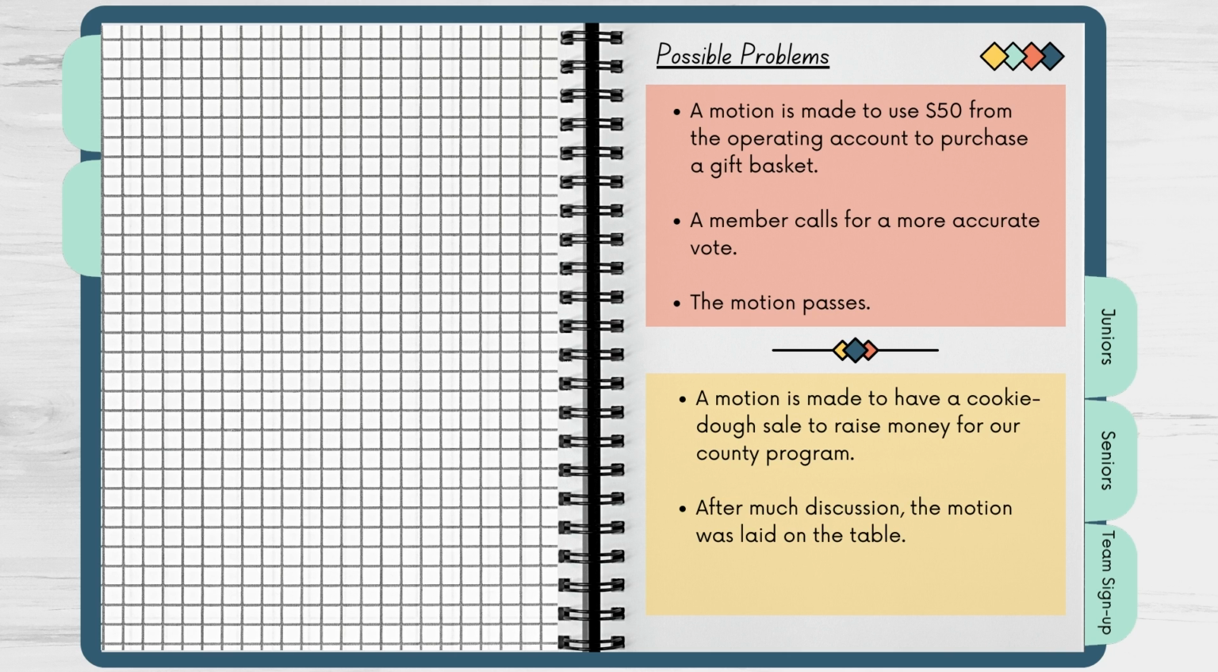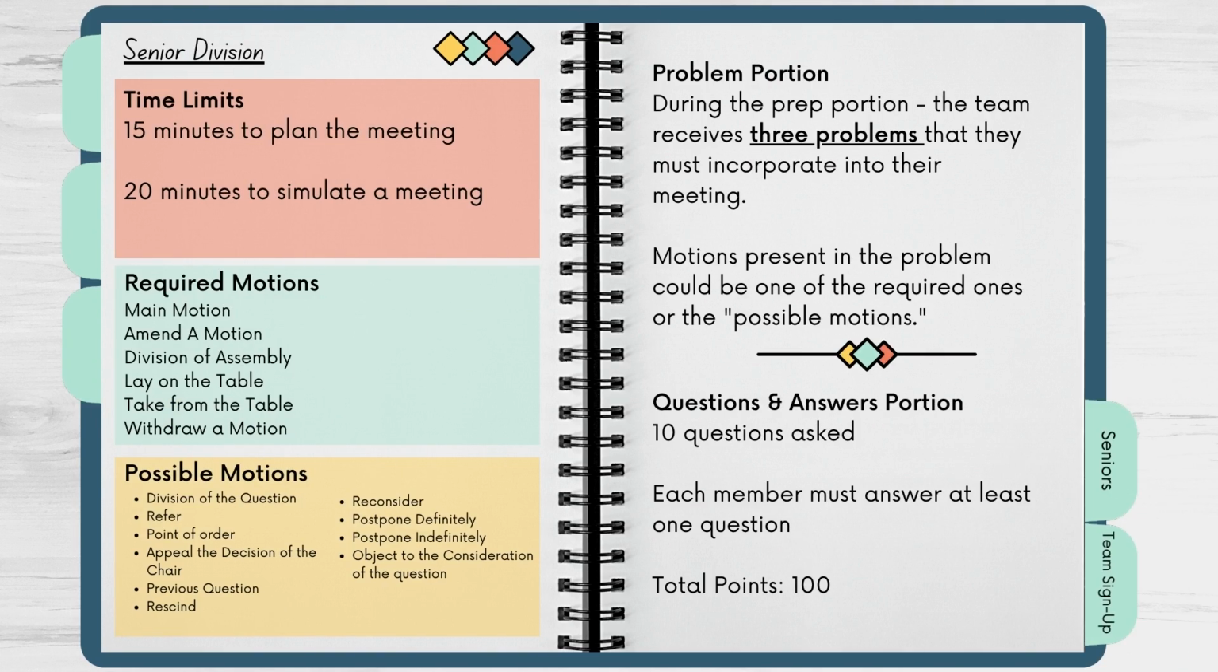So another possible problem could be a motion is made to have a cookie dough sale to raise money for our county program. And then after much discussion, the motion was laid on the table. So that's one of their possible motions, not a required motion, but it doesn't mean that it won't show up in a problem.